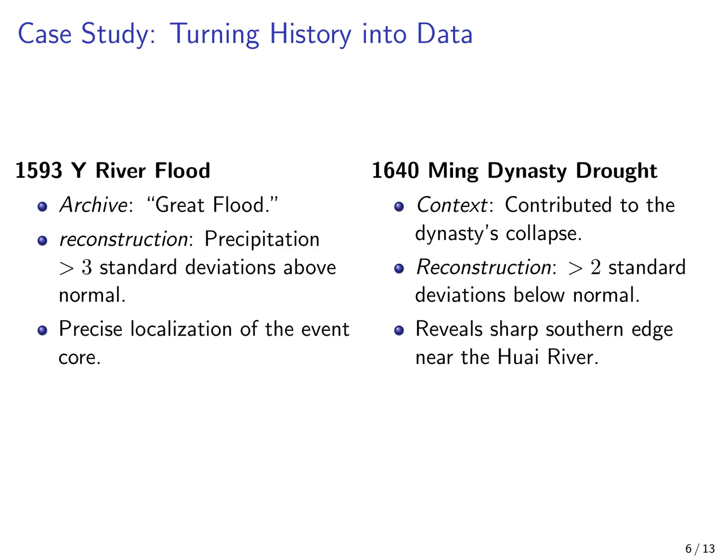We have a quantitative map, we can see precisely where the core of the event was, and we can quantify it. That's precipitation more than 3 standard deviations above normal. This is turning history into hard data.